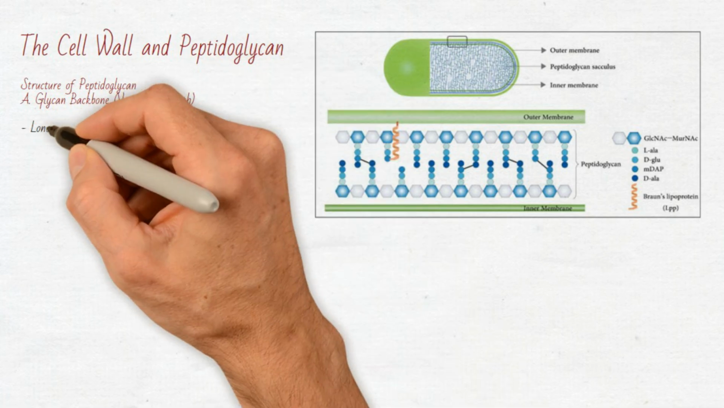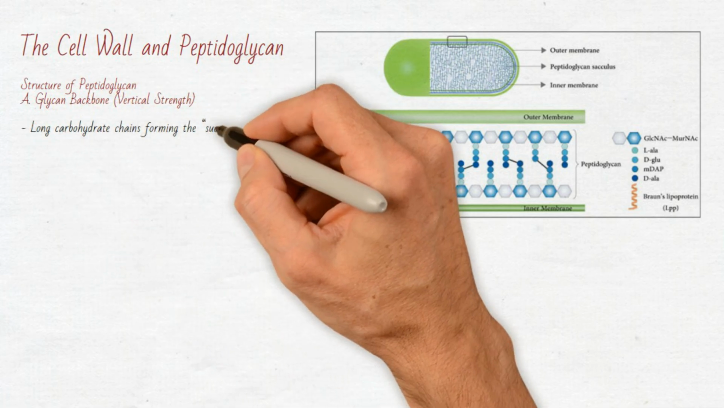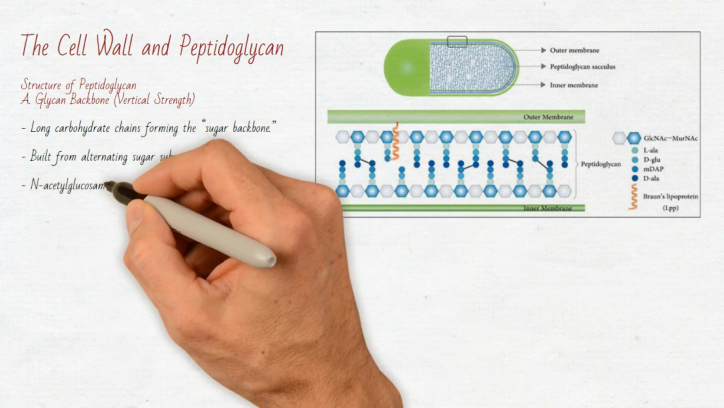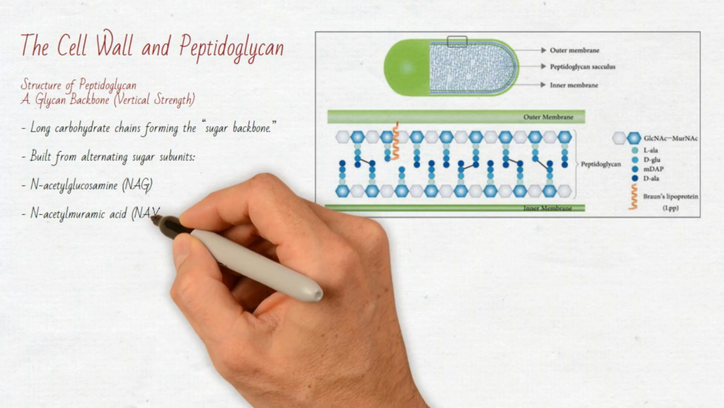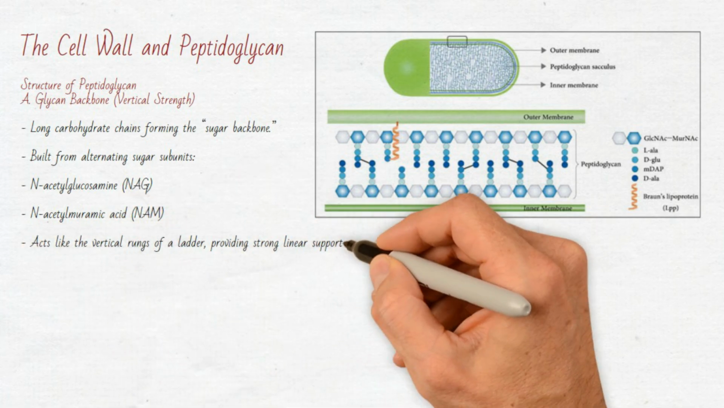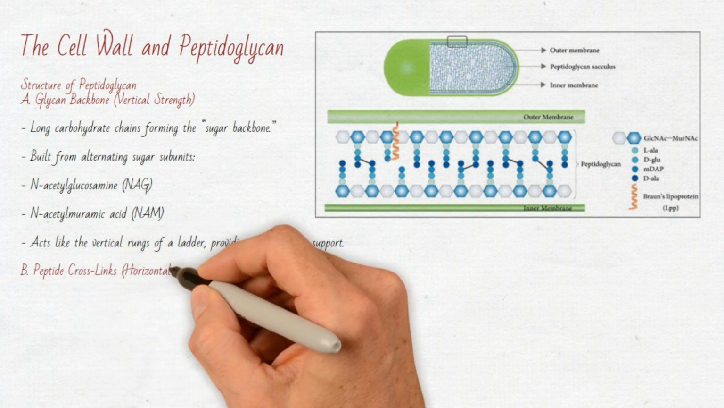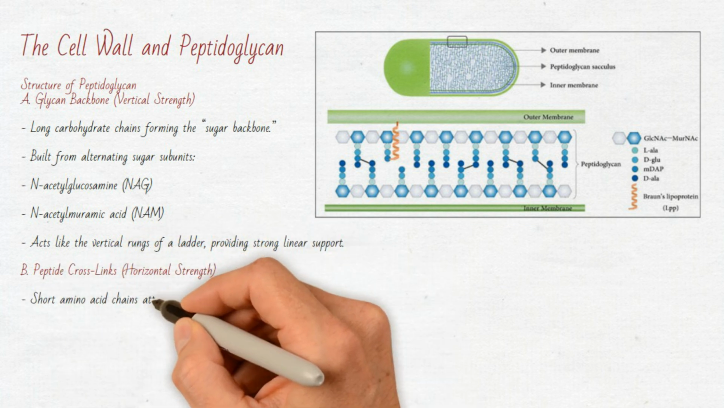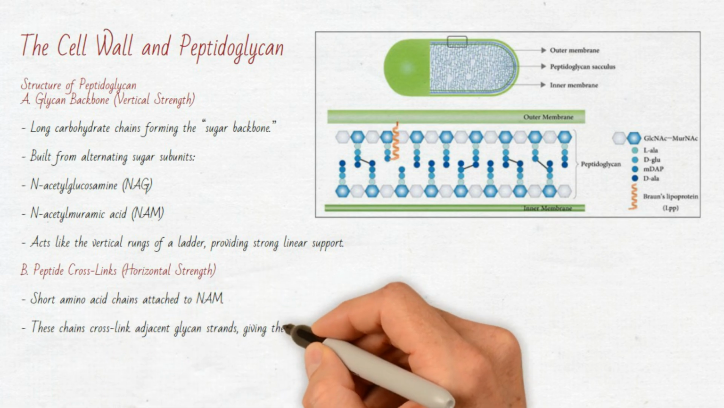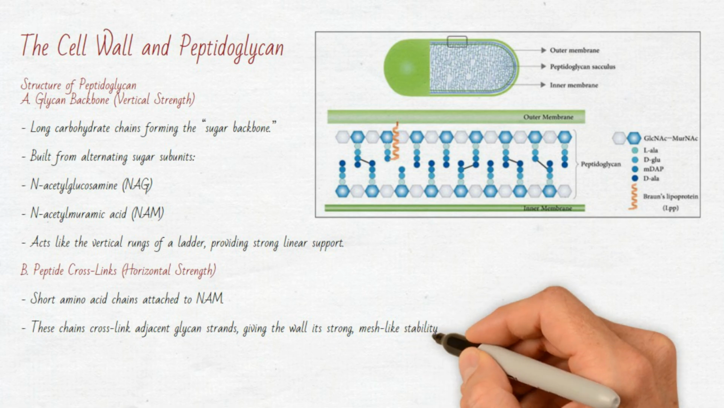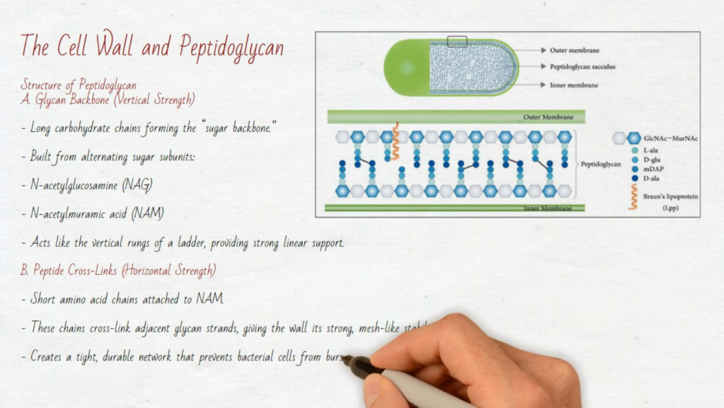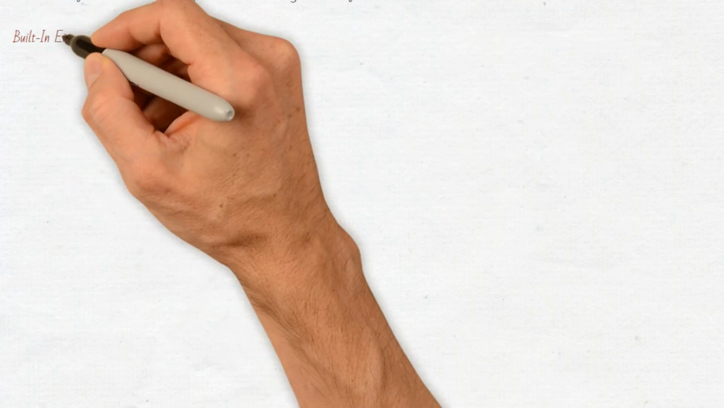You can break it down into two parts. The glycan part is the carbohydrate backbone, these long linear sugar strands alternating between two subunits, N-acetylglucosamine, or NAG, and N-acetylmuramic acid, NAM. That gives you the vertical strength, like the long rungs of a sugar ladder. The peptide part provides the horizontal scaffolding. These are short amino acid chains that cross-link adjacent sugar strands together right at the NAM subunits, creating a really tight, stable network.